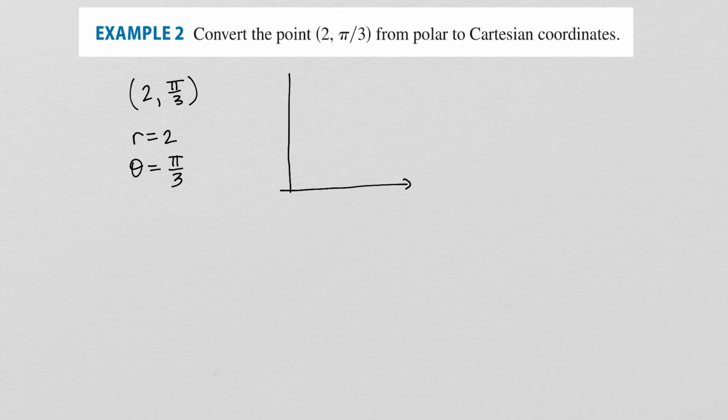So first I'm going to draw the angle pi over 3, which I know is in the first quadrant. It's the same as 60 degrees, right? So pi over 3 looks something like this. And then we are 2 units from the pole. So to show that, I'm just going to put a point here, and I'm going to label this as 2 units. Now what I can do is make a right triangle, and then I'll call this side x, and I'll call this side y, and then we just need to solve for x and y.